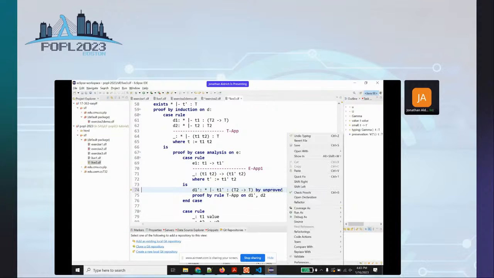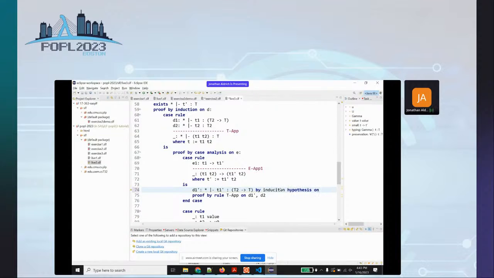Yes. So that's going to be induction hypothesis on, and I spelled induction hypothesis wrong, and that helps you. You notice that it's not highlighting correctly. So on, we need two things, and that's going to be D1 and E1. And so then we have that, and we save it, and we're happy.